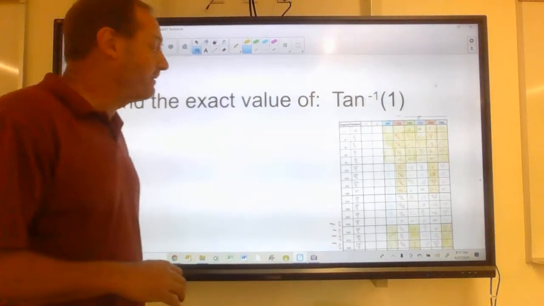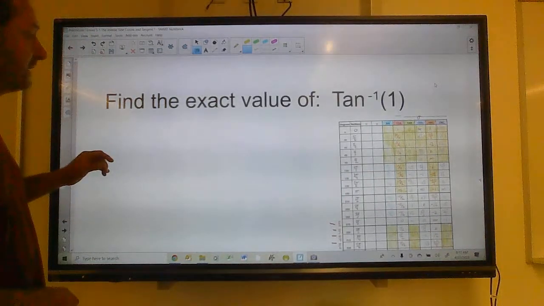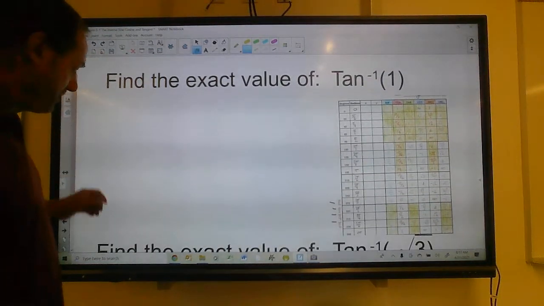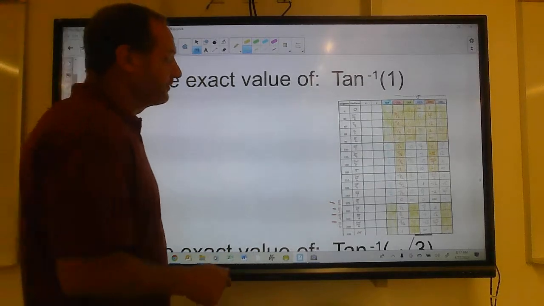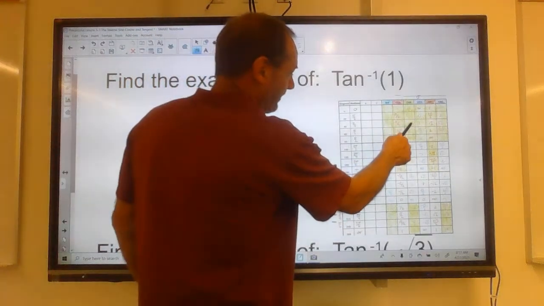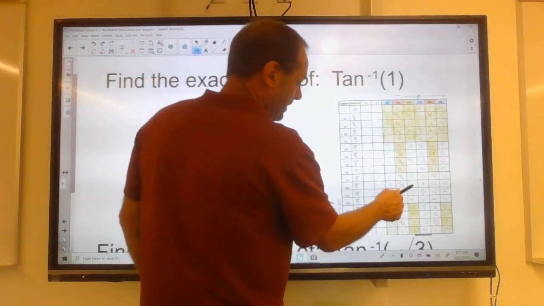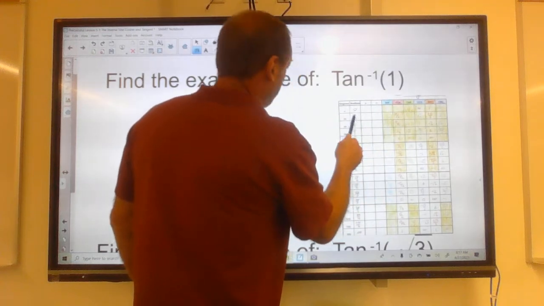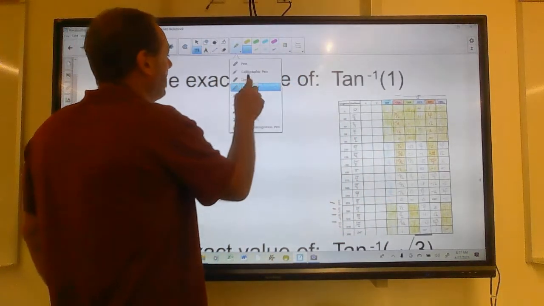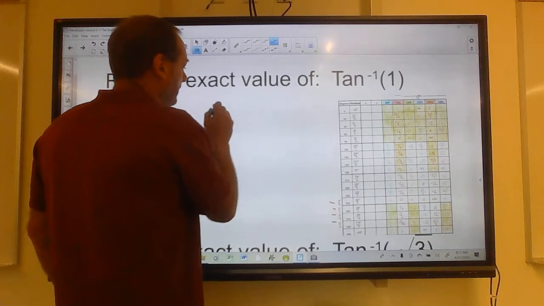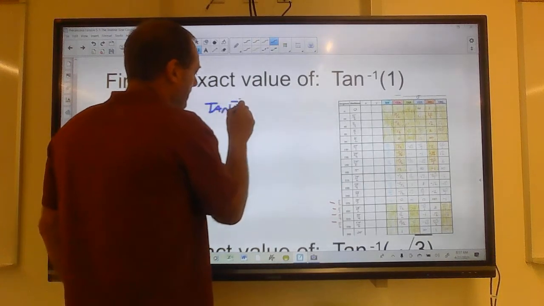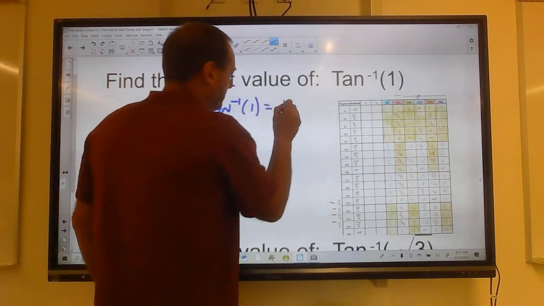Okay, so now what we're going to do is find the exact value of the arctangent of 1. So come over here, tangent column, find 1 in the shaded yellow region. Not this one, this one. Come over here, the answer is pi over 4. So the arctangent of 1 is pi over 4.